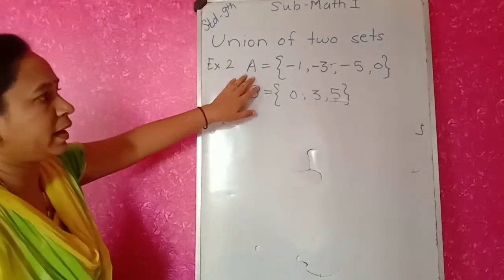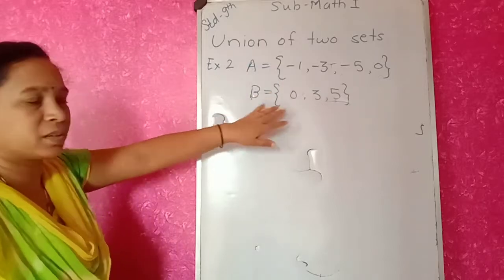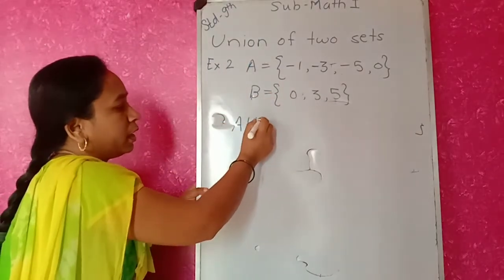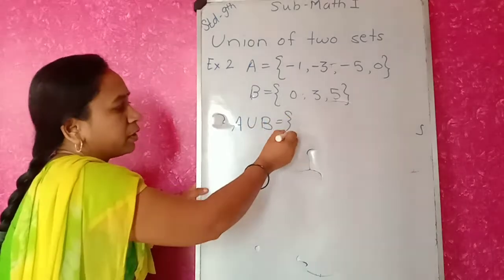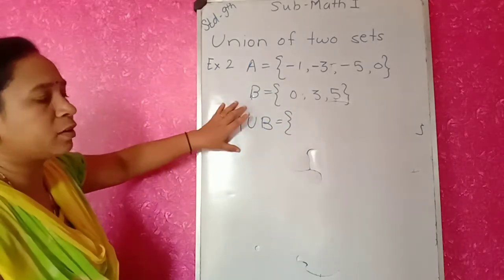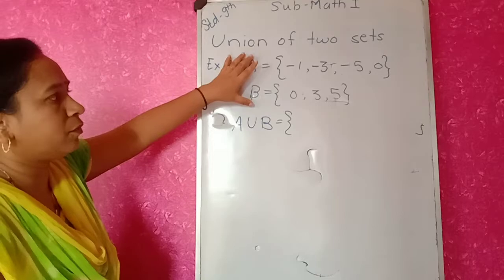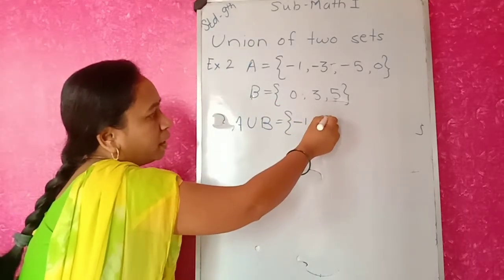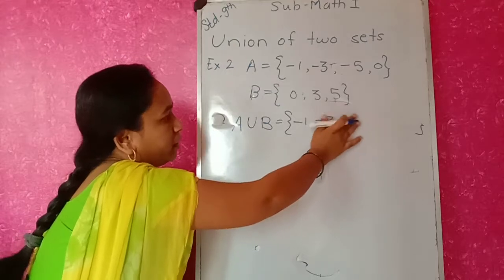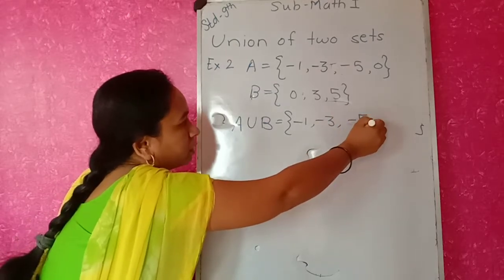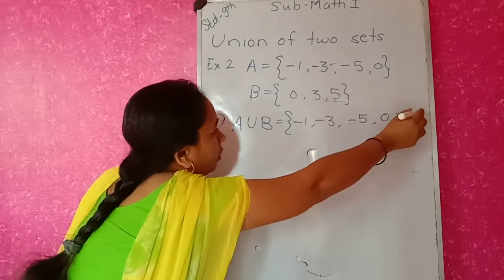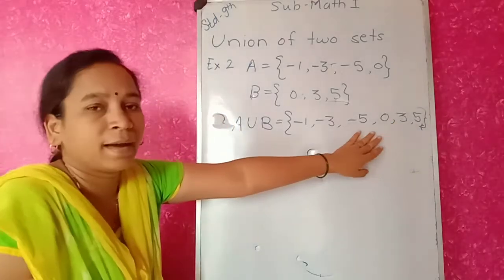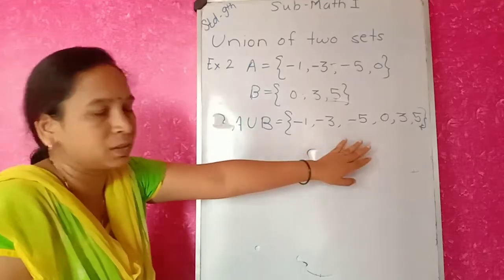Second example: A's elements I have written here, B's elements I have also written here. Now I am going to write A union B. What is the definition of A union B? The set of all elements of A and B. So what are the numbers? -1, -3, then -5, all the negative numbers, then 0, then 3 and 5. Here 0 is repeated, but I have written it only once.